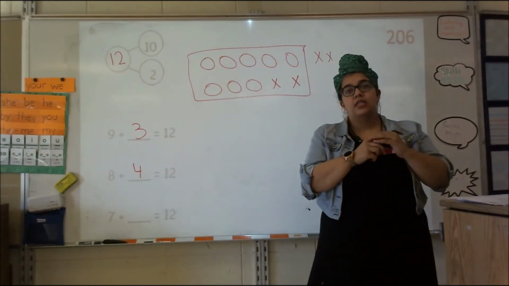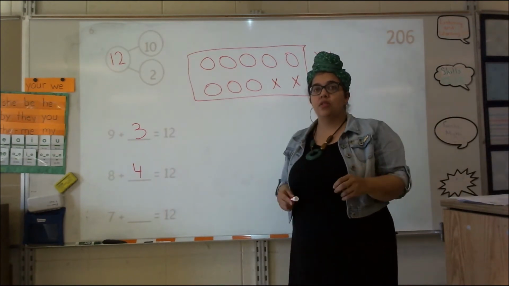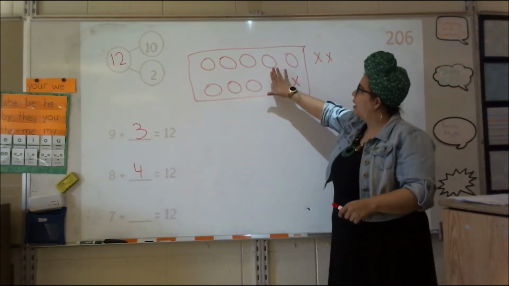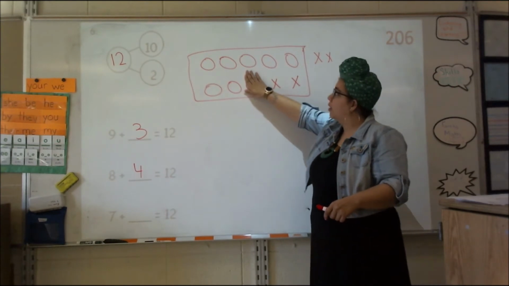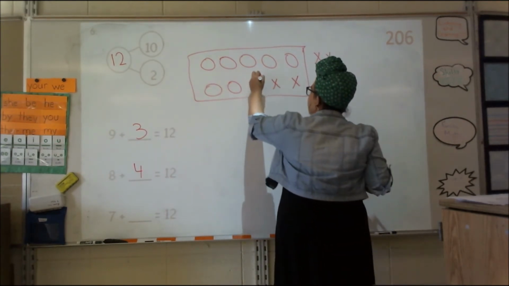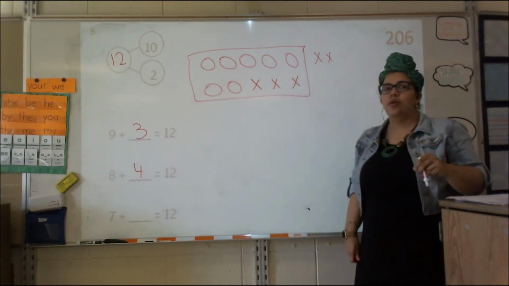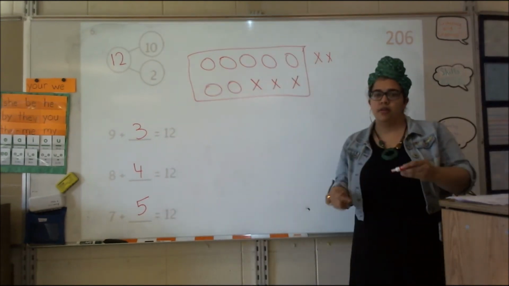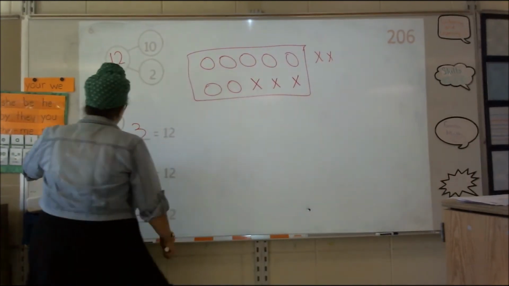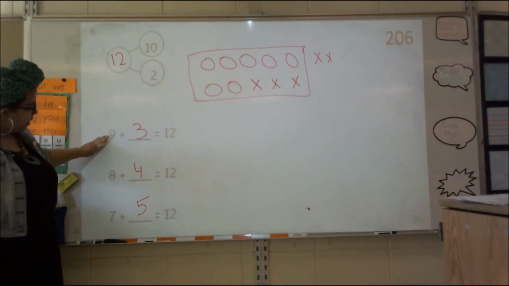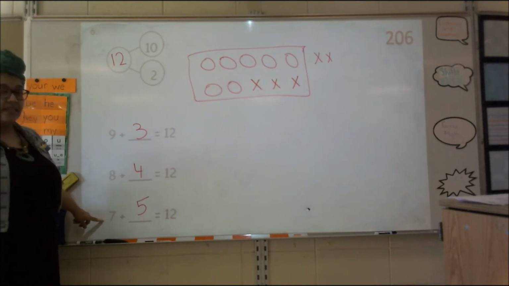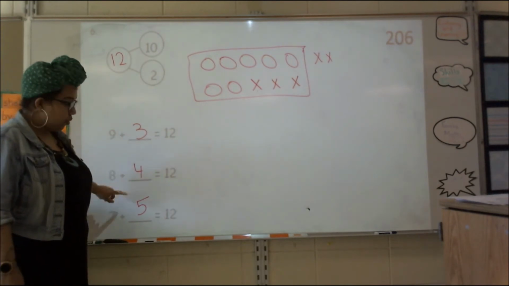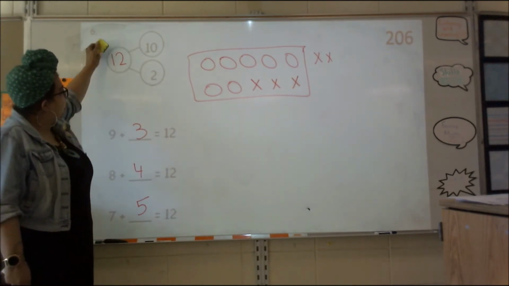Okay, my next one says 7 plus what is equal to 12. Well, I'm going to have to move another piece, because when I go from 8, I want 7 in my first part. That means the rest need to be in my second part. How many x's do I see now? 5. Do you see the pattern for me? As the value of the first part gets smaller, 10, 9, 8, 7, the value of the second part gets bigger: 2, 3, 4, 5. Let's do a couple more.